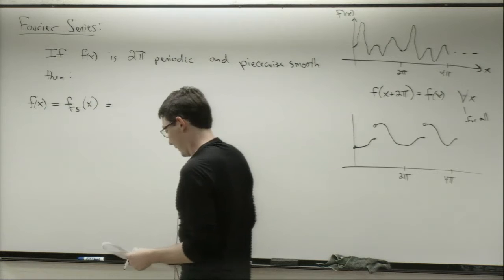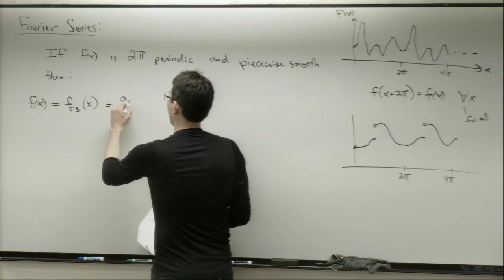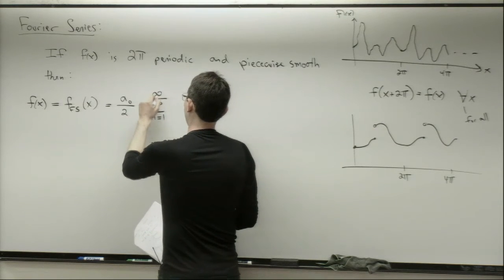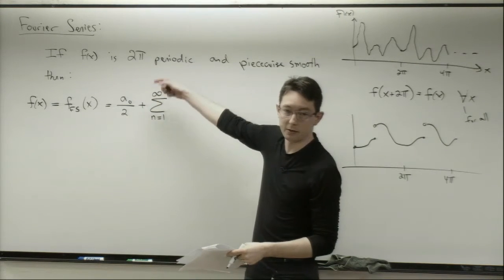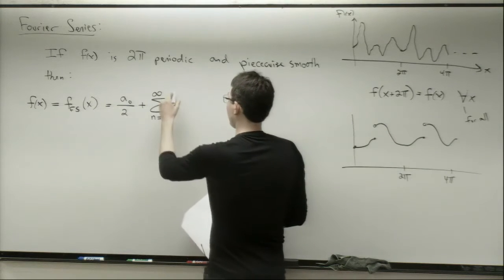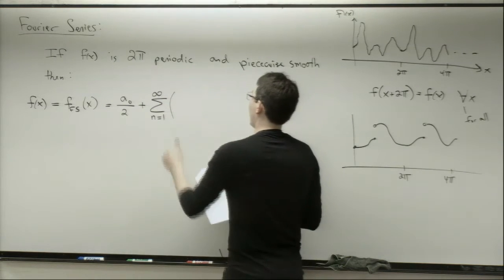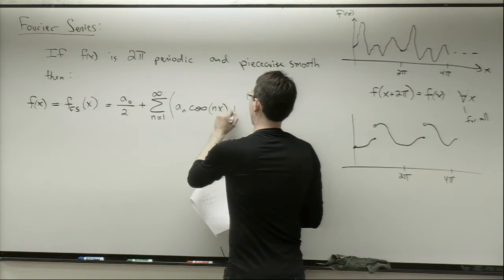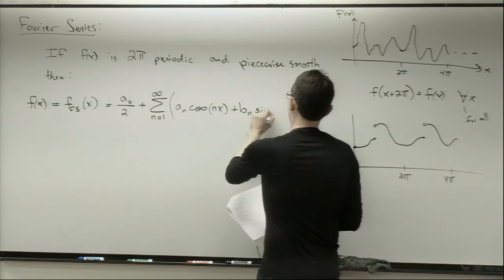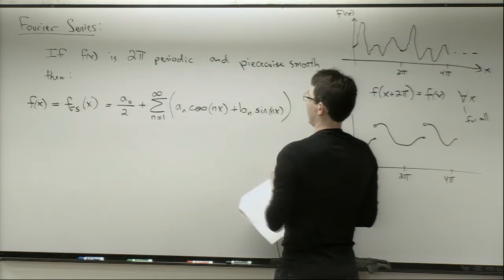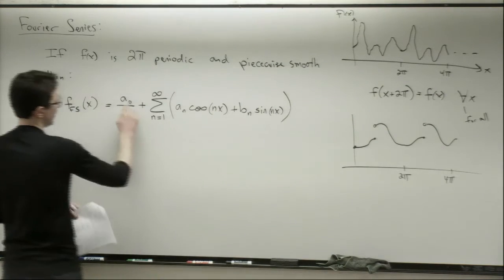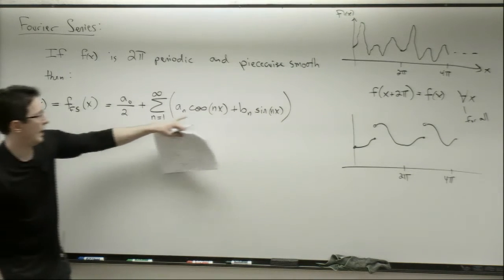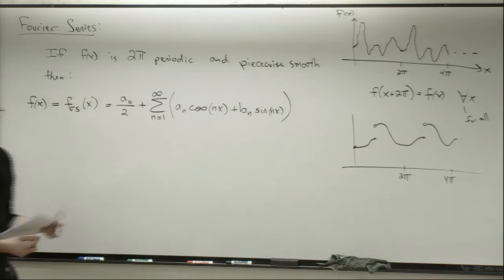And that equals some constant plus an infinite series for all integers n equals 1, 2, 3, up to infinity of an cos nx plus bn sine nx. Okay, an and bn and a naught are just numbers. And an and bn have their own formulas for how we get them.